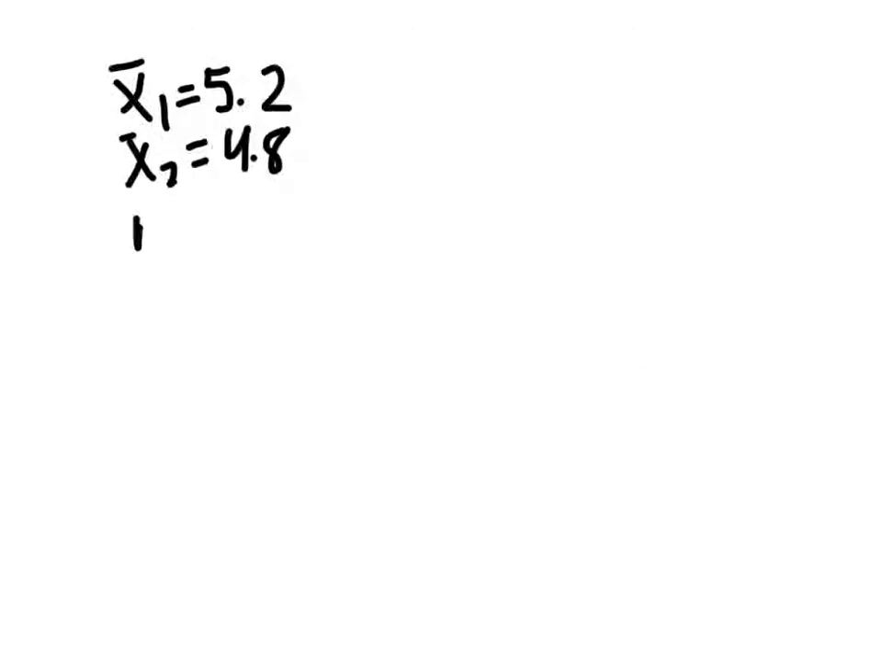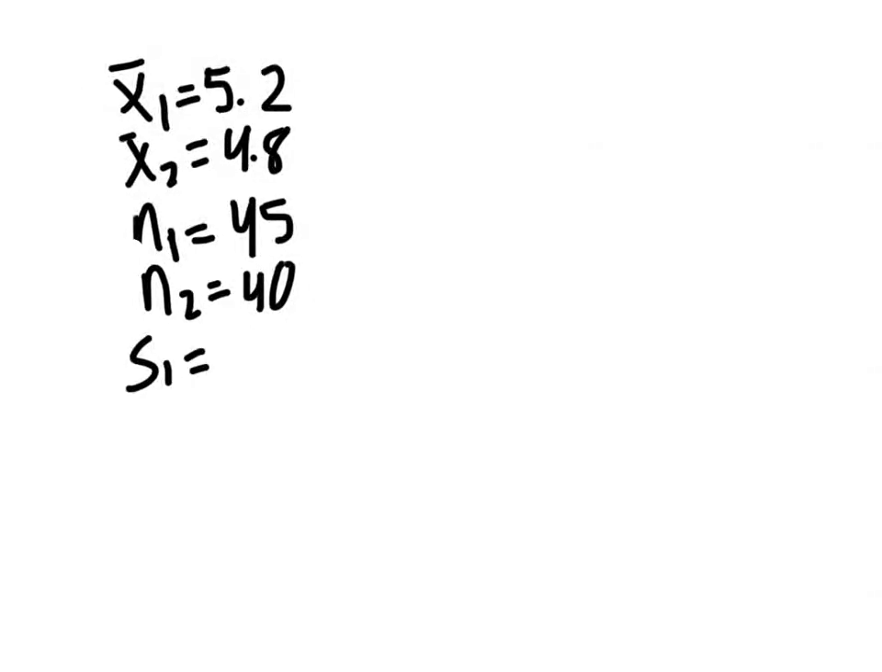Alrighty, so with our problem, it's safe to say that we can write out what we know. So we know that our first mean is 5.2. Our second mean is 4.8. Our first sample size, n1, is 45. That was from the first day. And our second sample size, or n2, was 40. That was for the second day. We also know that our sigma is 2.4 for the first day, and for the second day, it's 1.2.